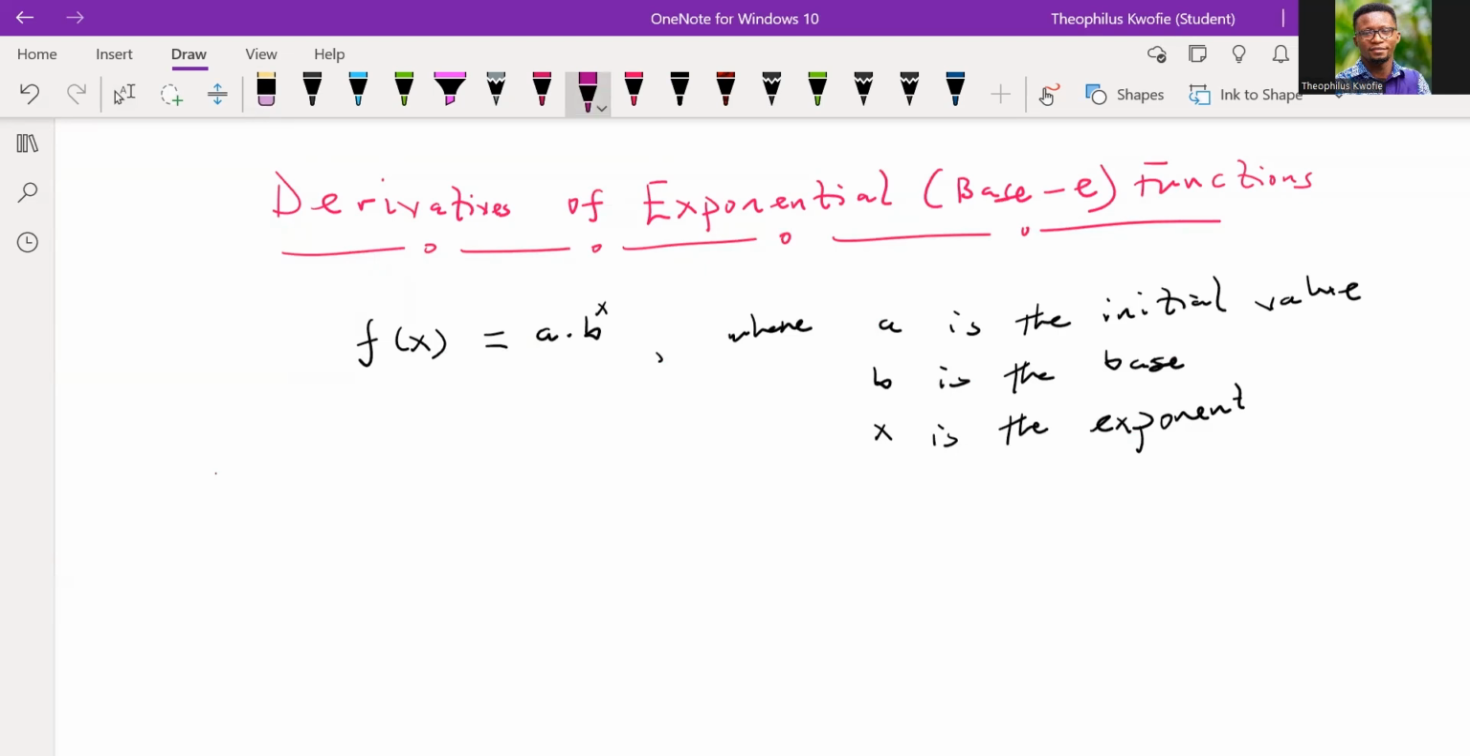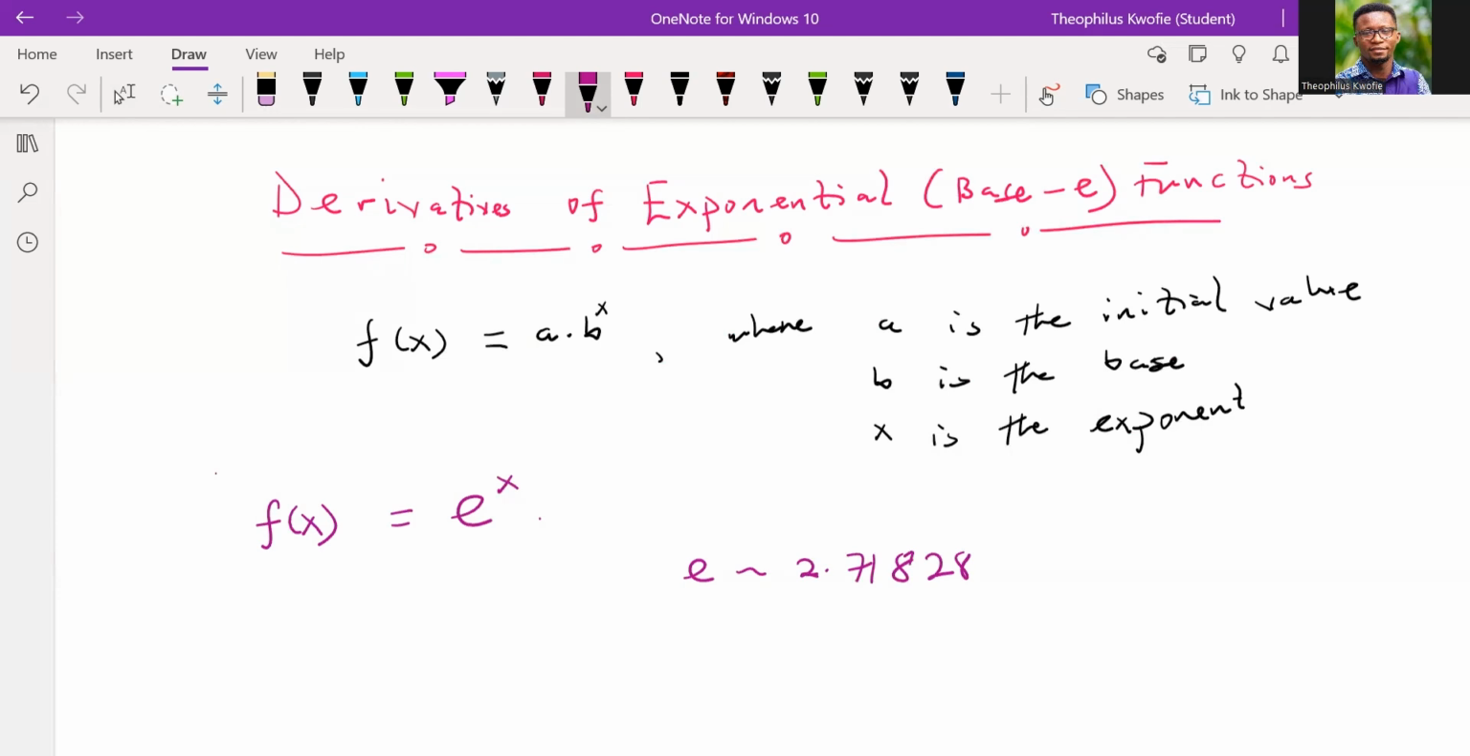The special exponential function is f(x) = e^x. So usually we call this one the special exponential function. I also want to mention that the e is Euler's value. The e is called Euler's value, and it is approximately 2.71828. That is what we call Euler's value.